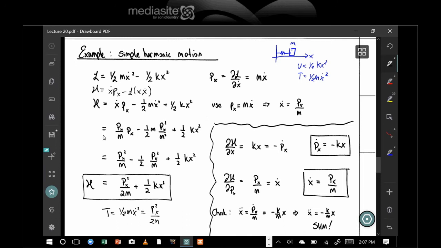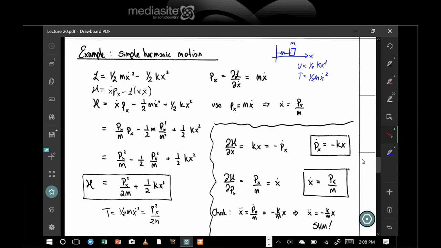Now we can get the equations of motion. First thing I'm going to do is partial H with respect to x. Only this term has an x, so the 2's cancel out. I get kx, and that's equal to minus p x dot. So that's my one equation of motion: p x dot equals minus kx. And that is Newton's second law: the net force equals mass times acceleration.